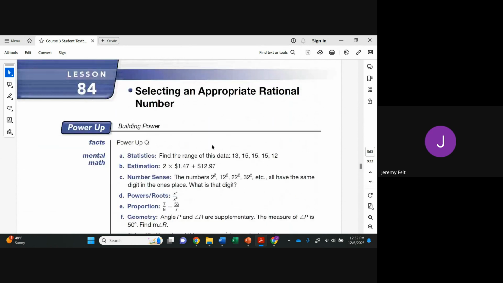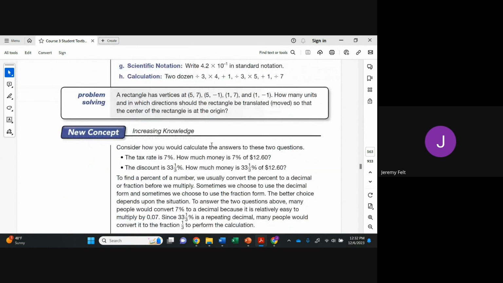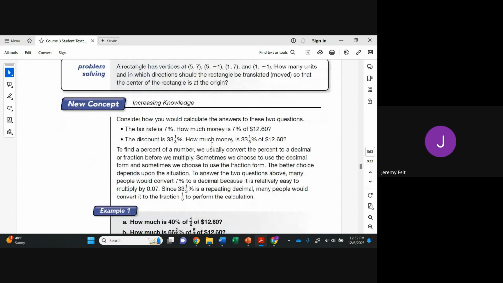All right, lesson 84, selecting an appropriate rational number. So again, rational, we know, can be expressed as a fraction. So like 1/3. 1/3 as a decimal is 0.3 repeating forever. And just because it's going on forever, it's repeating, and it can be expressed as a fraction. So yes, it is rational.